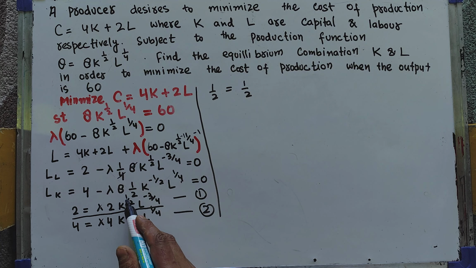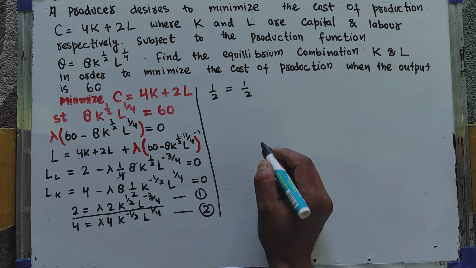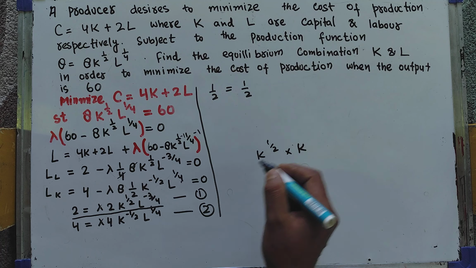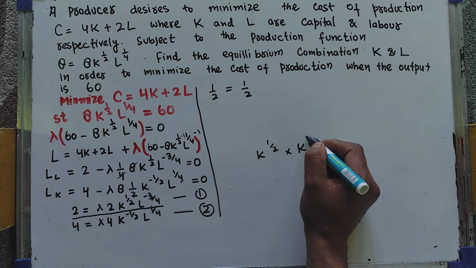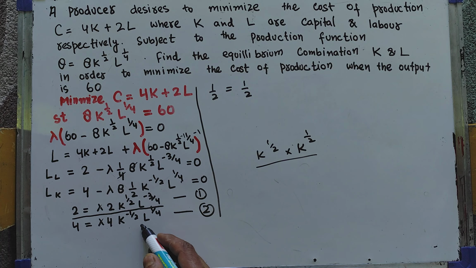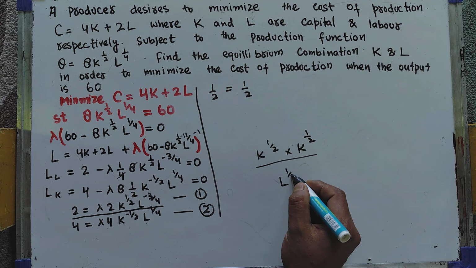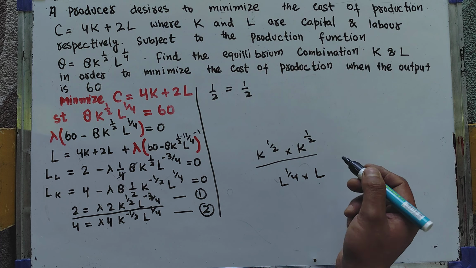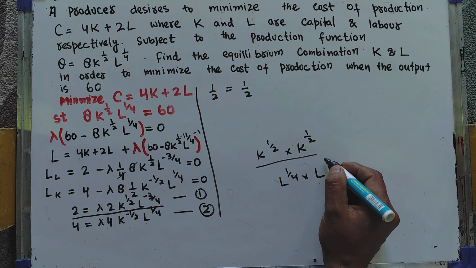Transpose this k to the numerator, it gets multiplied, so it becomes k to the power 1 upon 2. Transpose it here, it gets multiplied, but the exponent sign changes. It is minus 1 upon 2, it becomes plus 1 upon 2. In the same way we have L raised to the power 1 upon 4 here. Transpose this term, it gets multiplied, but the exponent sign changes, so it becomes plus 3 upon 4.